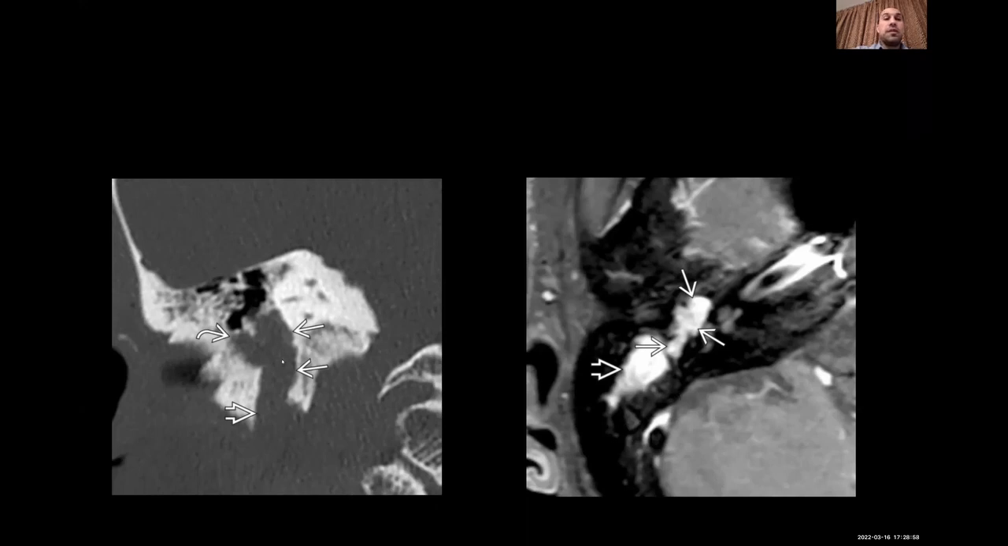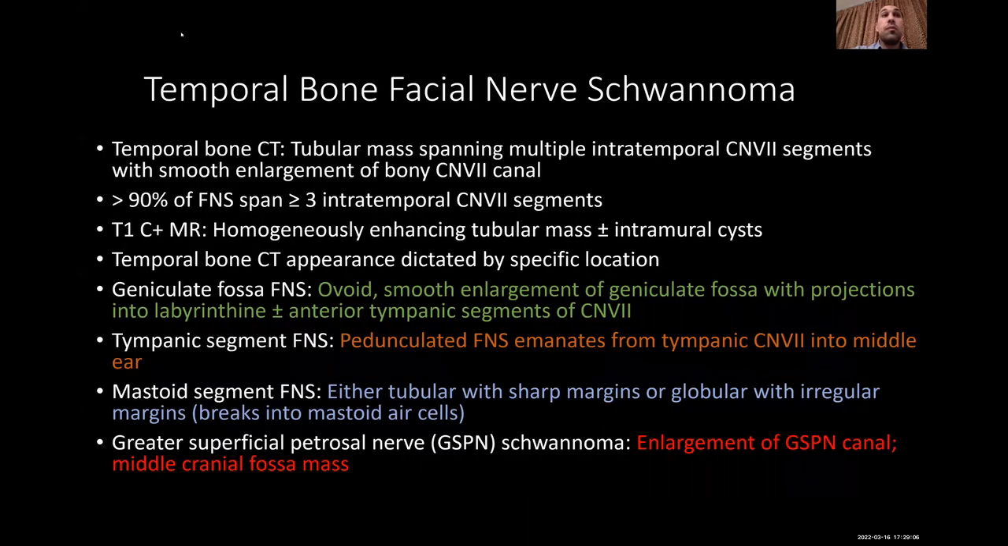This is the mastoid component of the facial nerve. It is a facial nerve schwannoma, with enhancement of the facial nerve. In the temporal bone, the facial nerve has four components: intracranial, then the labyrinthine, the geniculate, the tympanic, then the mastoid.